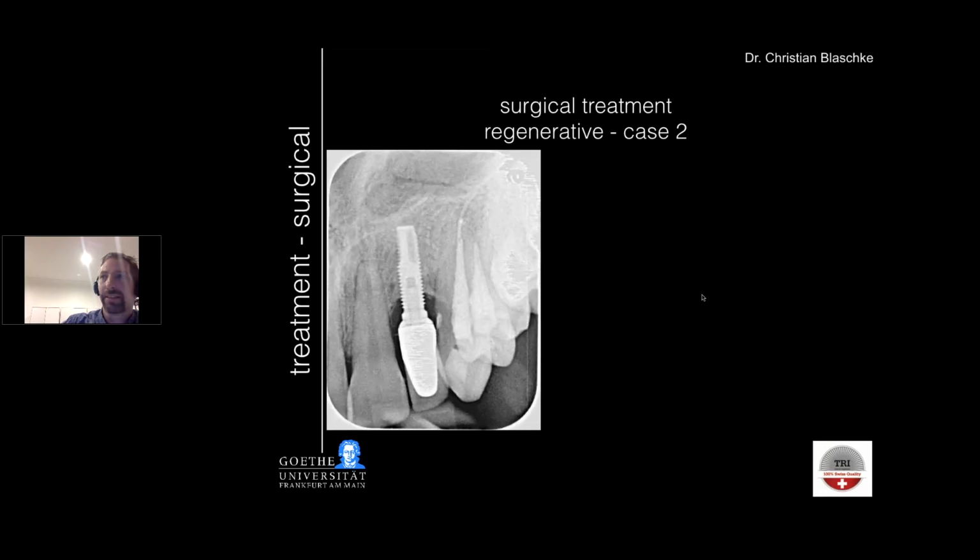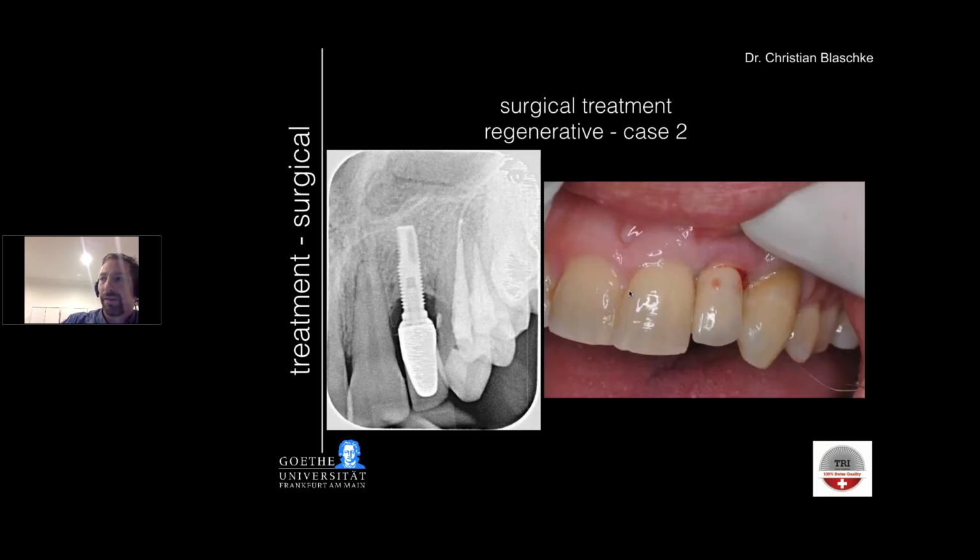Another case, this is an older implant. This is an external hex Brånemark implant, so that's quite old. Here we have our presentation, our clinical presentation. Is inflamed, is angry.